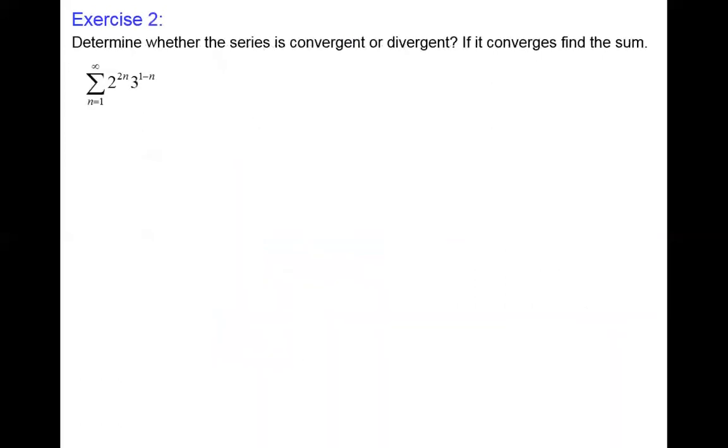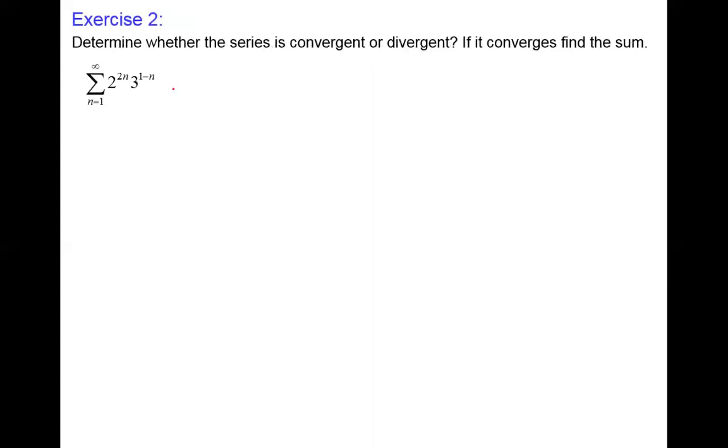Exercise number 2. Determine whether the series is convergent or divergent. If it converges, find the sum. That means, first of all, looking at this formula, I see n placed in the exponent only. That means I'm assuming that this is a geometric series. And we have a few different ways.